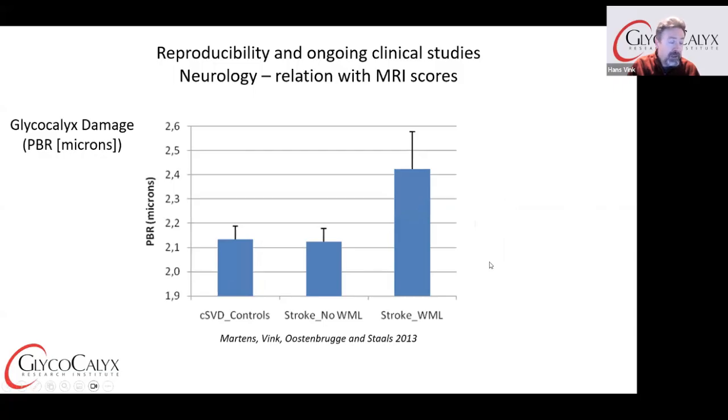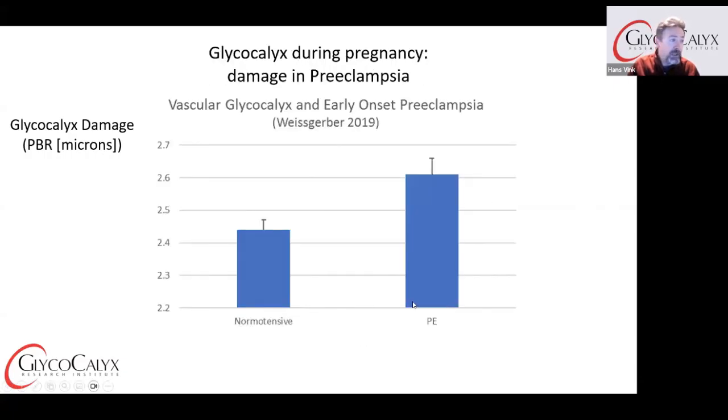This is in a stroke study comparing people with significant white matter lesion spots in the brain on the MRI scans compared to people who just had a stroke by one big clot in the feeding artery. And there's significant microvascular damage in the ones that have disseminated white matter lesion spots on their MRI pictures. This is again in pregnancy, so already elevated level of glycocalyx damage in normotensive pregnant women, much bigger levels of glycocalyx damage and high risk of edema and clotting problems and hypertension in women that develop preeclampsia.